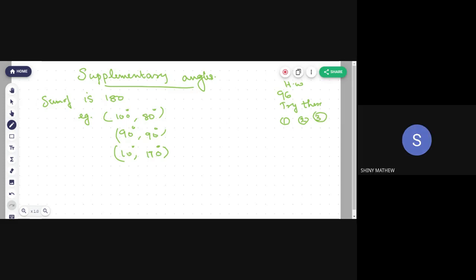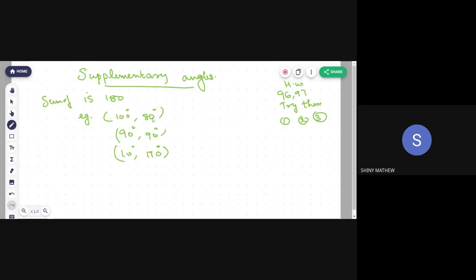Okay, so listen. Now, page number 96, try this. The questions are on pages 96 and 97. Questions number 2 and 3 are on page number 97. So pages 96 and 97, there you can see 3 questions. That is the same as in the case of complementary angles. So you can do all that as homework.